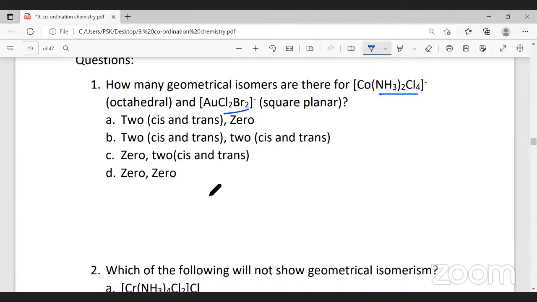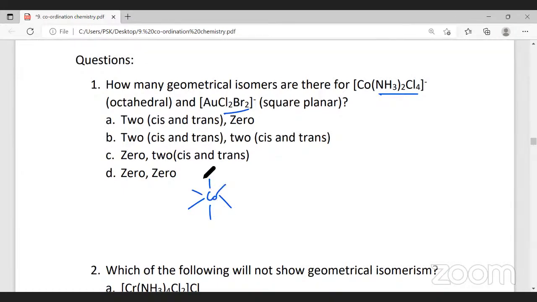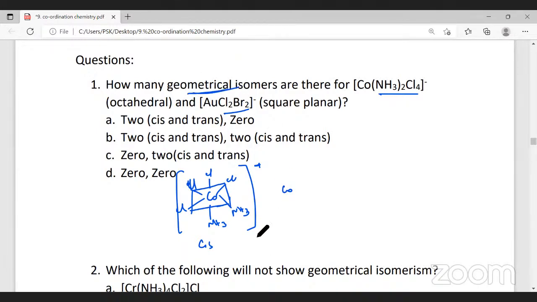Now I will write the octahedral structure. How many isomers are possible, they're asking. So we'll write chlorine, chlorine, chlorine, chlorine, and here we'll write ammonia, and here also ammonia. Now tell me what will this isomer be? Can I call this a cis isomer? Yes. Now, see, they are clearly asking about geometrical isomers. They didn't ask about optical isomerism.